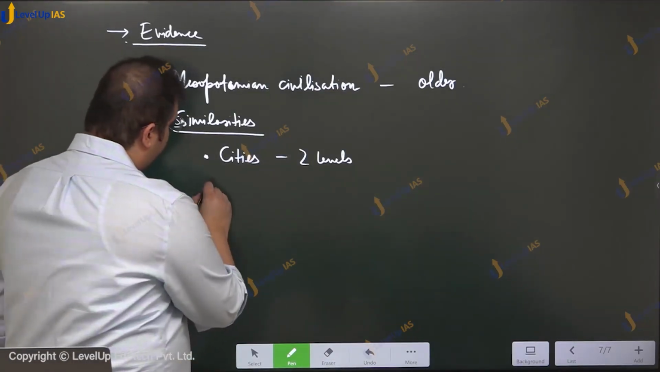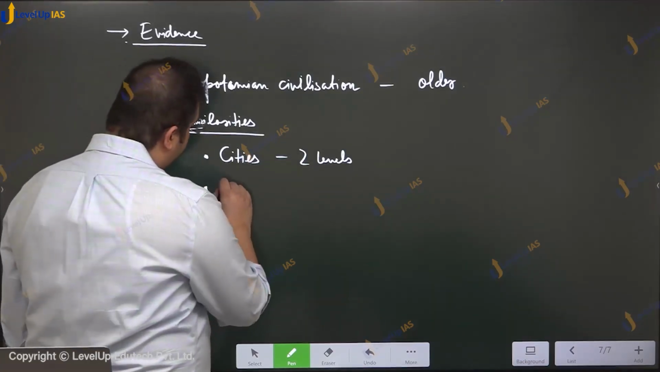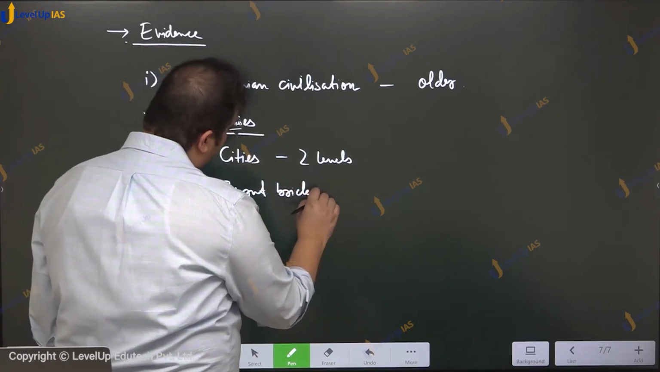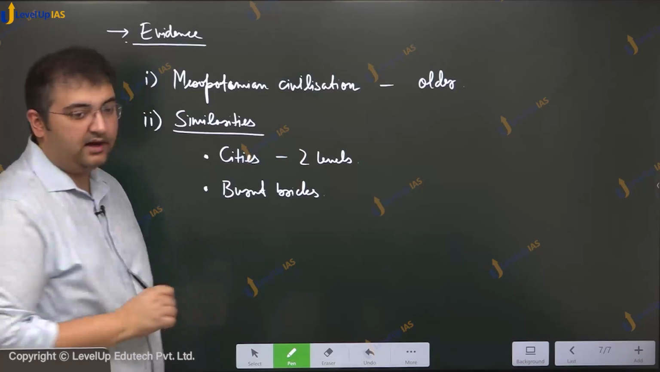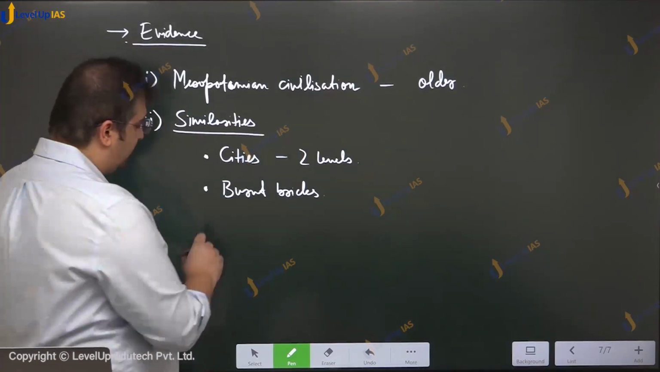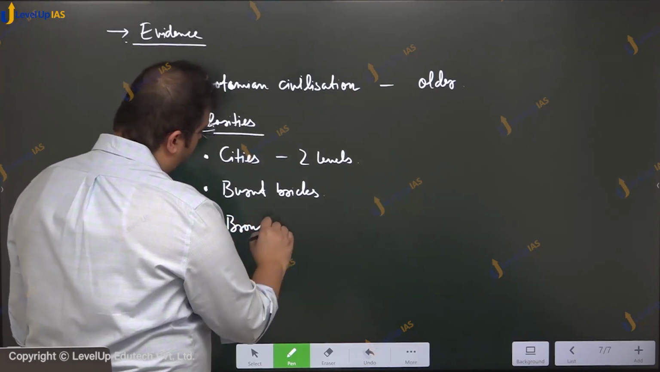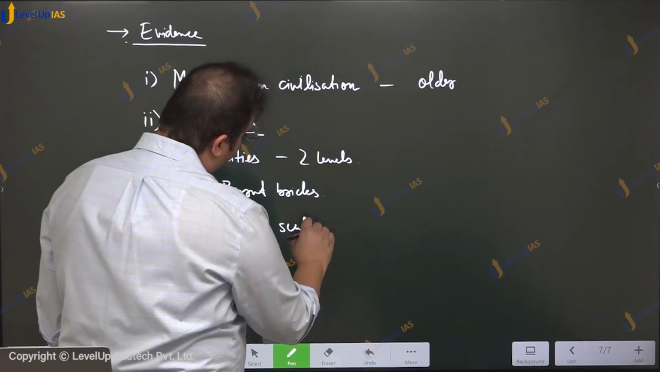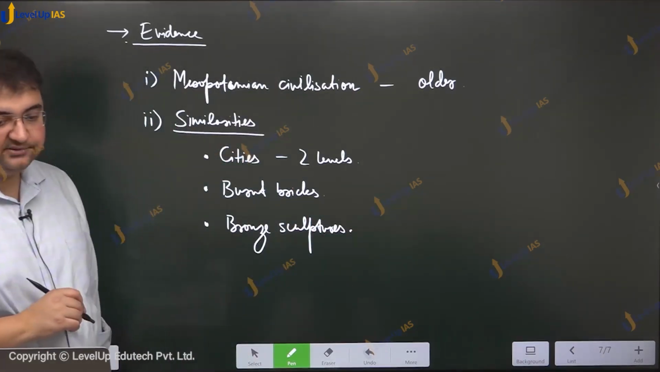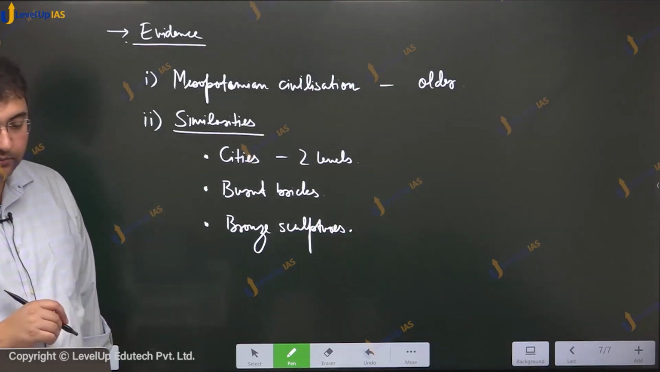Sure. They have also argued that both of them used burnt bricks. Burnt bricks were used in the construction of Harappan as well as Mesopotamian structures. They have also argued that bronze sculptures have been found from both Harappan as well as Mesopotamian cities, that both of them had knowledge of bronze metallurgy.